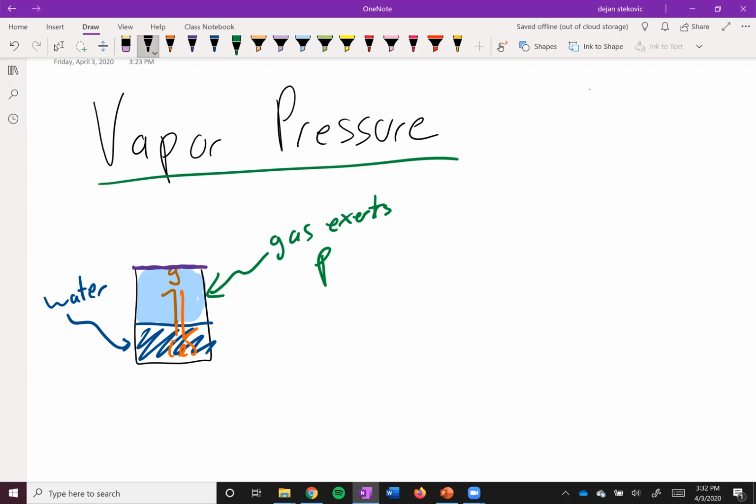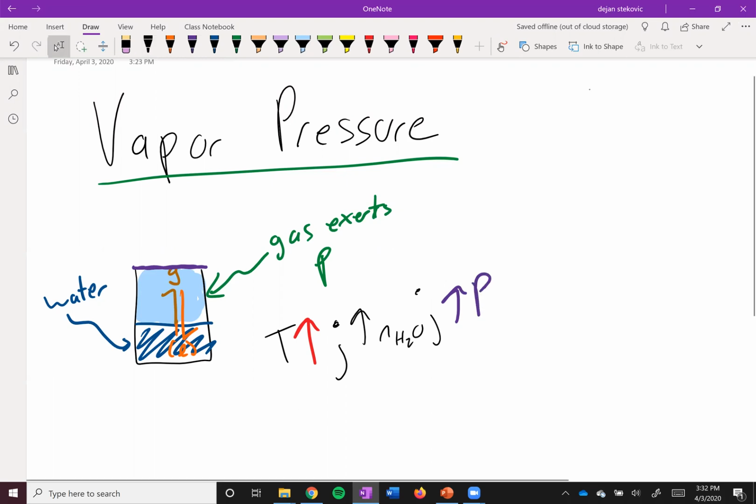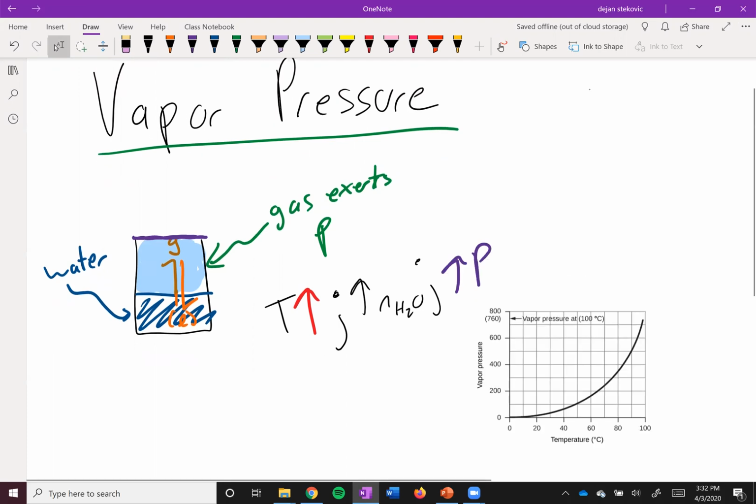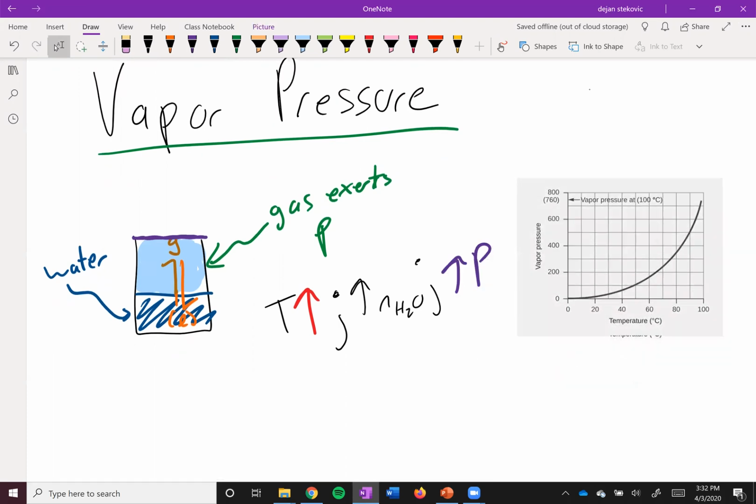And if you think about what would happen if you took this gas and increased the temperature, well, eventually you'd push that equilibrium towards more and more gas and faster gas. So you'd actually increase the moles of water as well as the speed of these collisions. And so you have a kind of double effect of increasing pressure. So that's what you can see in this little picture here. So know what vapor pressure is, and know that when you increase temperature, vapor pressure increases.